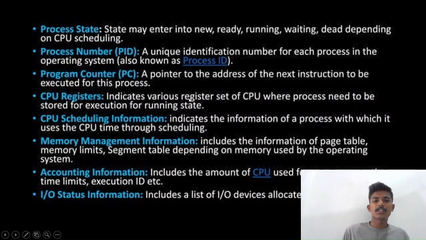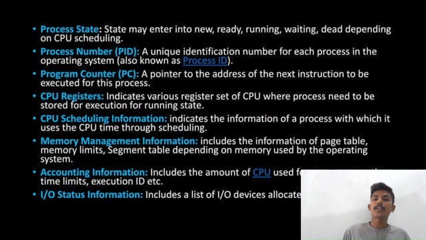So CPU registers. CPU registers indicate the various register set of the CPU where the process needs to be stored for execution in running state. So CPU scheduling information indicates the information of a process with which it uses the CPU time through scheduling. Memory management information includes the information of a page table, memory limits, segment table depending on memory used by the operating system.